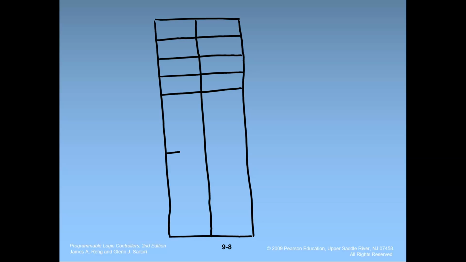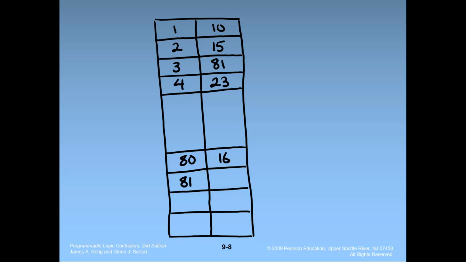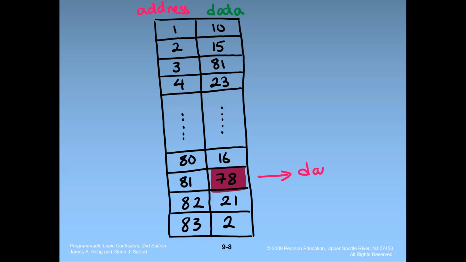I'm going to start by drawing a memory table. Okay, in this table, in the first column, I have the address, and in the second column, I have my data value. Now let's assume that the data that I'm looking for is this particular data. So my data is equal to 78. This is the data that I want to use in my program. Now, if I want to go with direct addressing, then the direct address that I need to provide is 81. So my direct address is going to be 81.